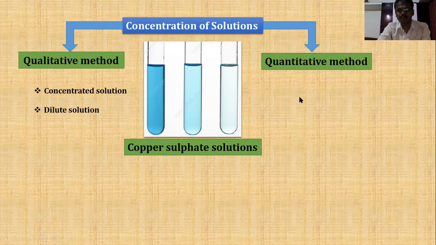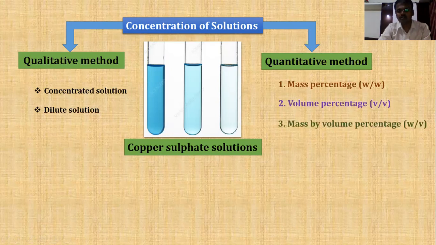Let me tell you one by one. Under the quantitative method, we use terms like this: mass percentage, weight by weight. Second one is volume percentage, volume by volume. Third one is mass by volume percentage, or weight by volume percentage. We also say weight by volume percentage. Then we have parts per million, ppm.